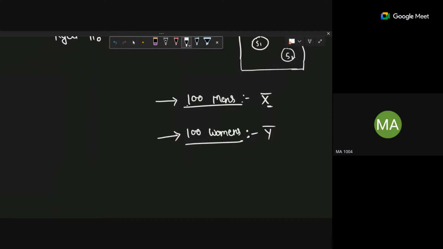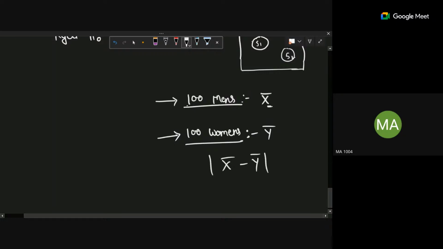So the simplest way to check this is to take x bar minus y bar, and find out the difference between these means. Okay, and you get to know that this difference is, let's say, 5 hours. Then what will you say?